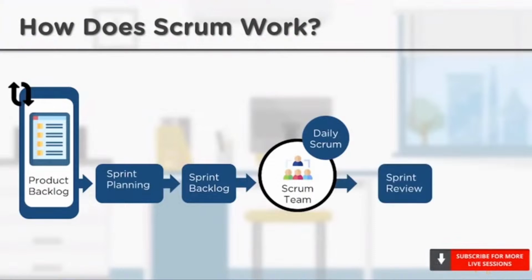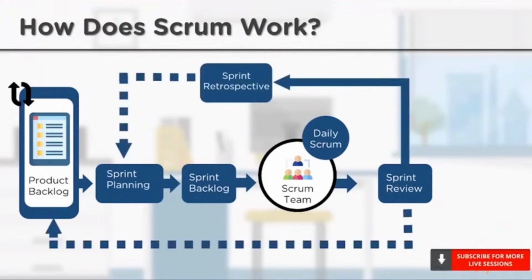Next up, sprint review. After a sprint is complete, a meeting involving the Scrum team, Scrum Master, Product Owner, and stakeholders takes place. During this meeting, the team shows off what they accomplished during the sprint. Questions are asked, observations are made, feedback and suggestions are also provided.